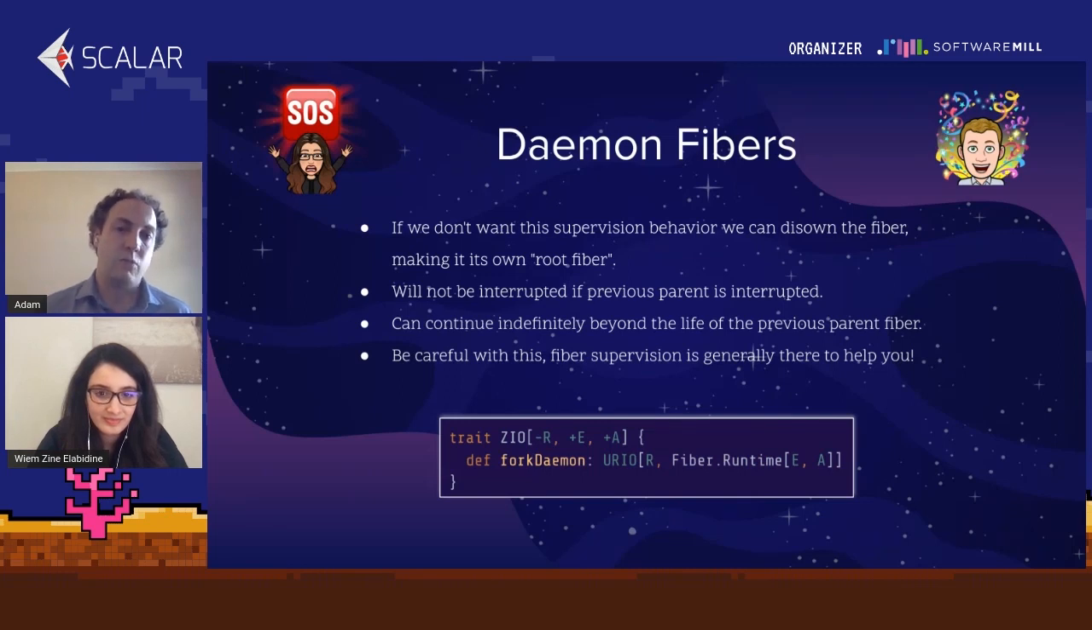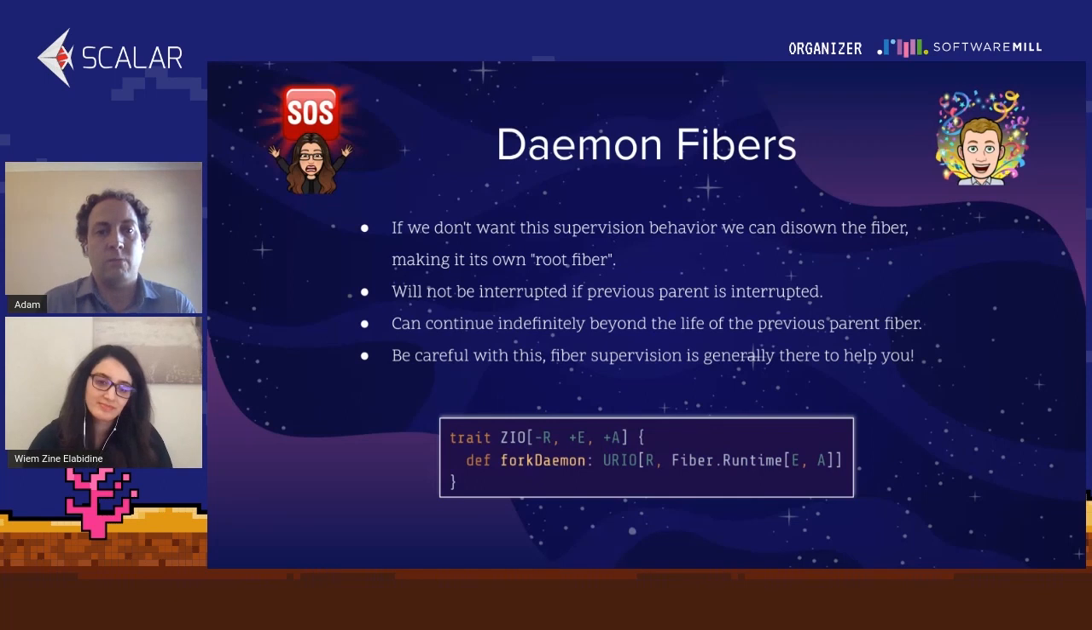So you can do that to any existing fiber with this disown operator. For the common case where you just want to disown it as soon as you create that fiber, you just want to say from the beginning, this fiber is an independent fiber, we have this fork daemon operator. So you could think about it as like a daemon thread that's going to continue independently for the life of your application. So this is great.